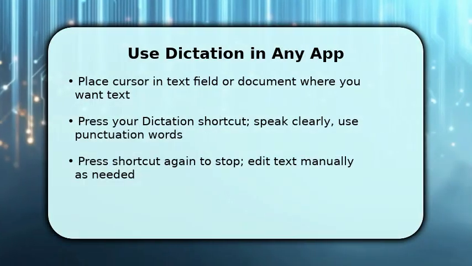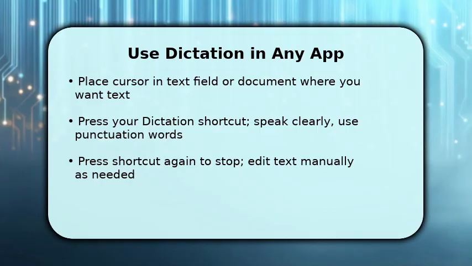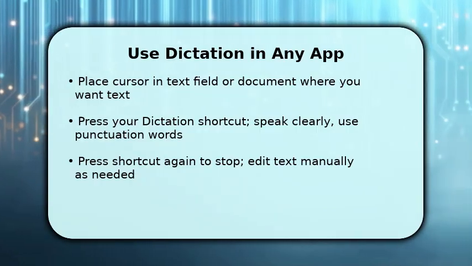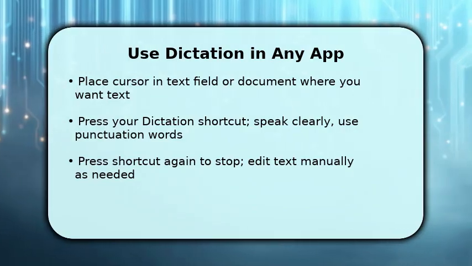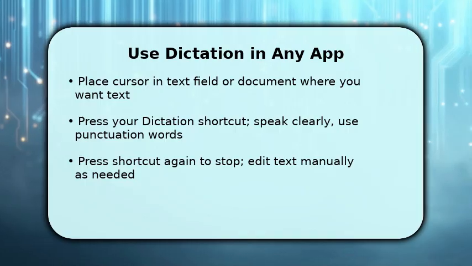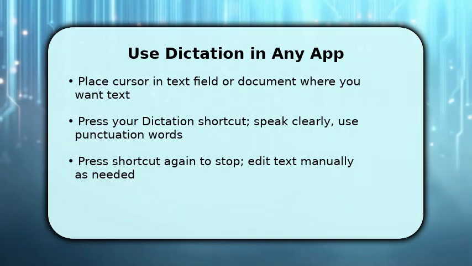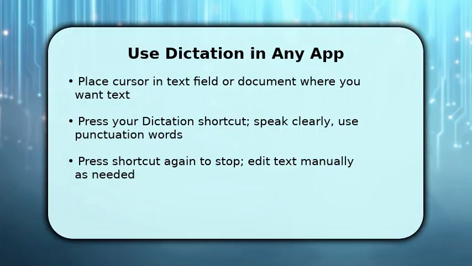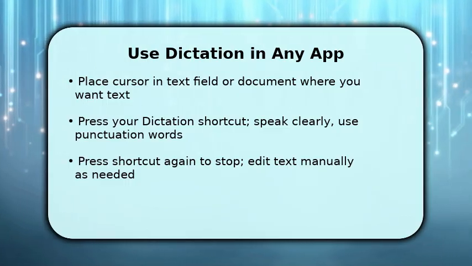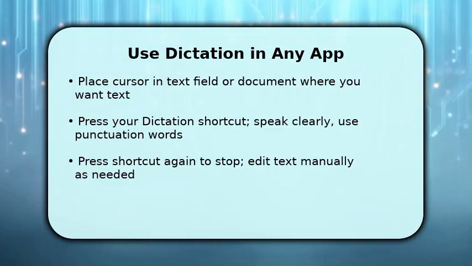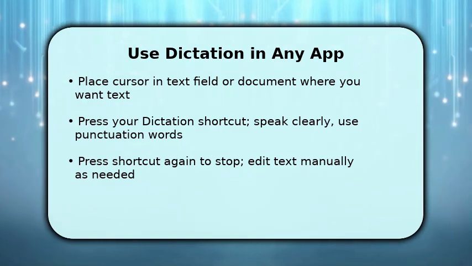You now practice using dictation in a real app. Place the cursor where you want text, notes, pages, mail, or a browser form, then press the shortcut you set. Speak naturally. Say words like period, comma, question mark to insert punctuation, and pause briefly between sentences. The system transcribes live. Press the shortcut again to finish. If you need paragraphs, say new line or new paragraph. Once done, make sure to scan and edit capitalization or any misheard words.